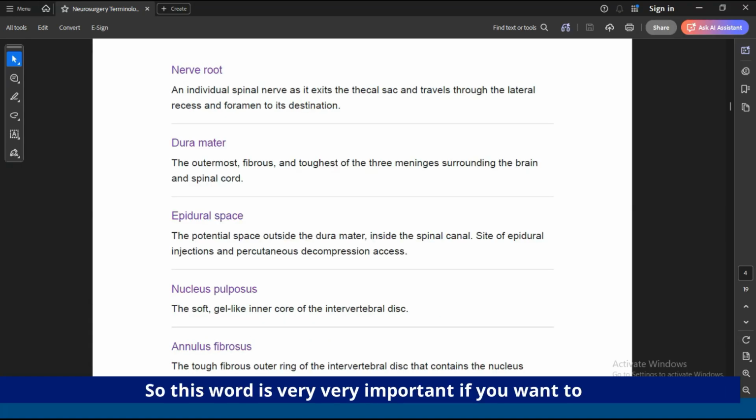Next, nerve root. This word is very important if you want to code for decompressions. If you want to code for decompression, we need to check for nerve root in the operative report. An individual spinal nerve as it exits the thecal sac and travels through the lateral recess and foramen to its destination. So basically nerve roots are the starting point of the spinal nerve.